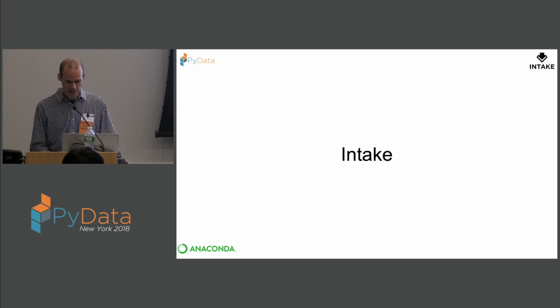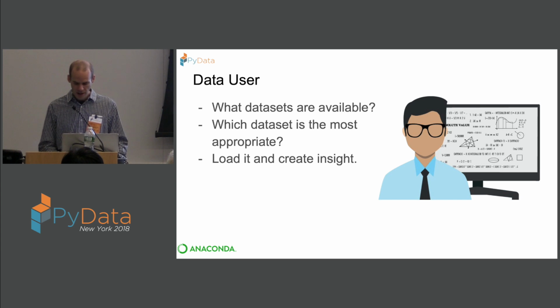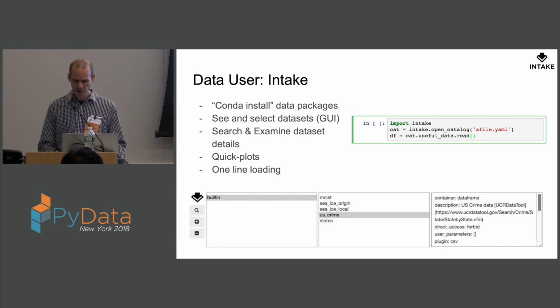Okay, so what does intake do? Intake talks to all of these points to some extent, but intake is supposed to be a very simple, very lightweight thing that's pluggable so that you can add extra functionality as you go. So here again is the data user with their set of concerns as we had before. From the intake view, and this is the same code cell as before, you can open catalogs. A catalog from the user's point of view is some specification of a set of data sets.